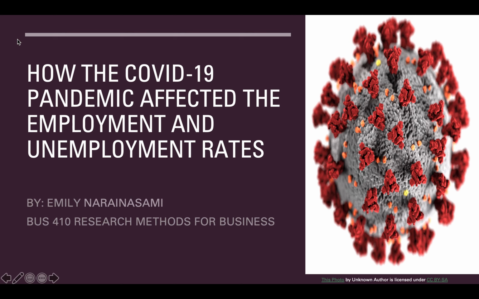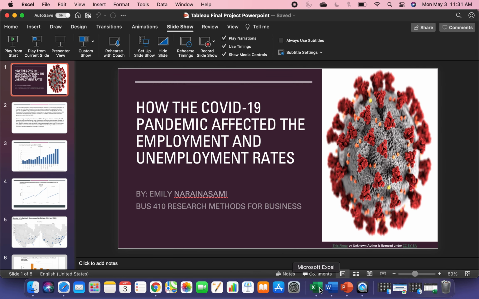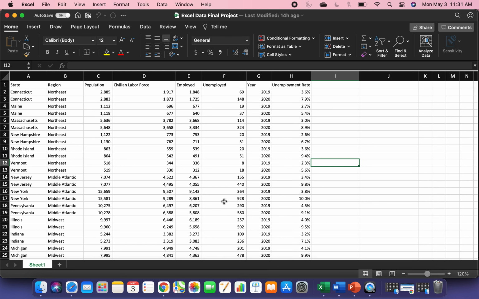I was able to locate research from the Bureau of Labor Statistics, U.S. Department of Labor Statistics. The data that I was able to locate is the population in 2019 and 2020, the civilian labor force in 2019 and 2020.